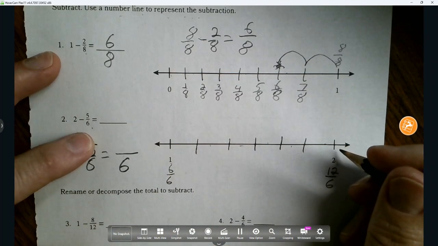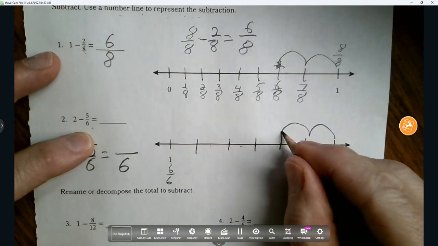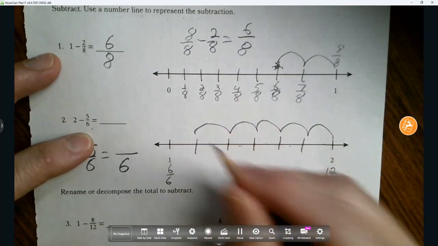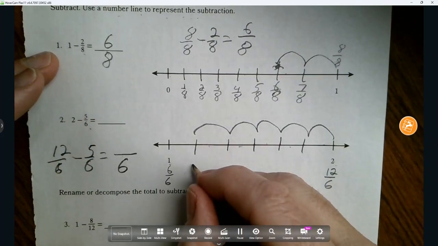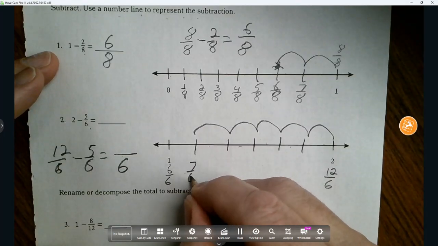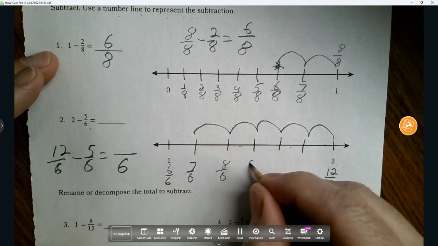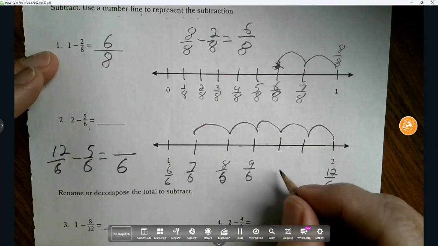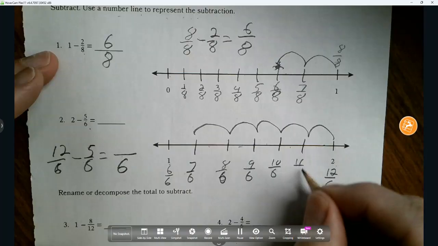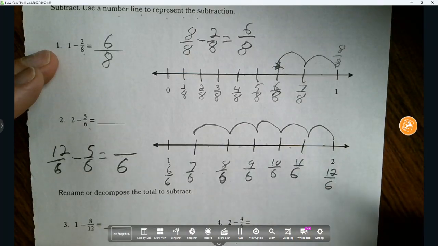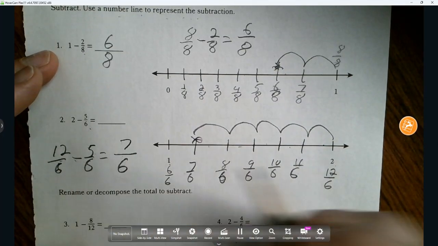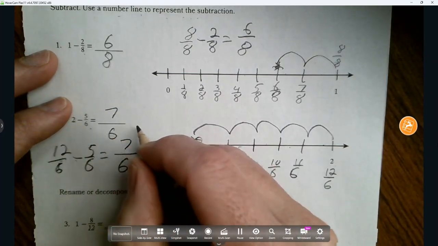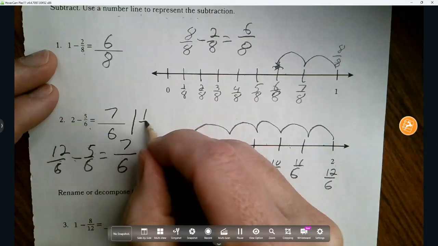Here, we want to go back 5. So 1, 2, 3, 4, 5. Okay. So if we got this, this would be 7/6, 8/6, 9/6, 10/6, 11/6, and then there's 12/6. So we go back, and we land on 7/6 here. We have 12 minus 5 is 7. So you can write 7/6 here, or you can write 1 and 1/6.